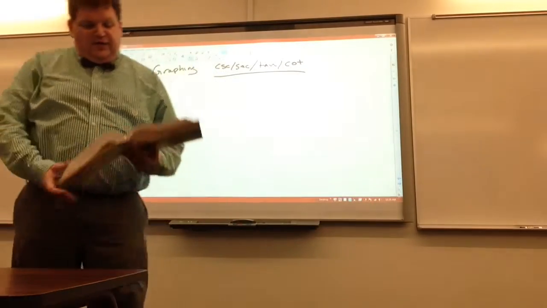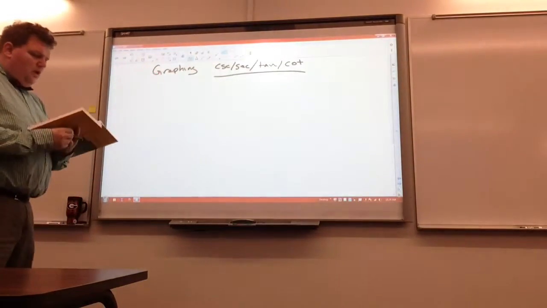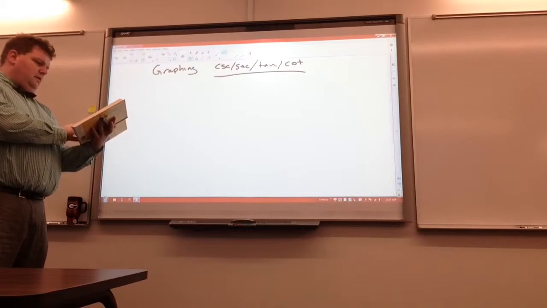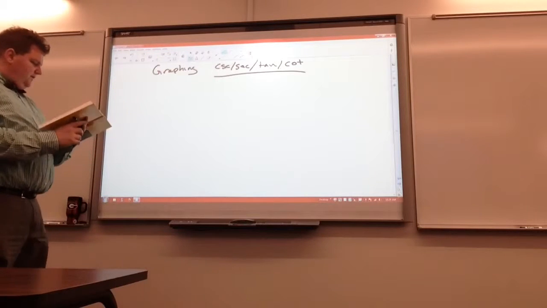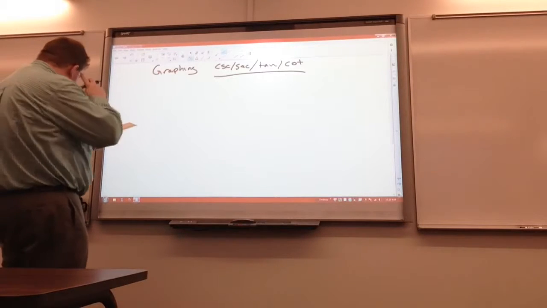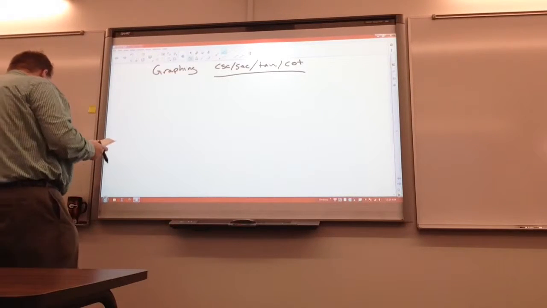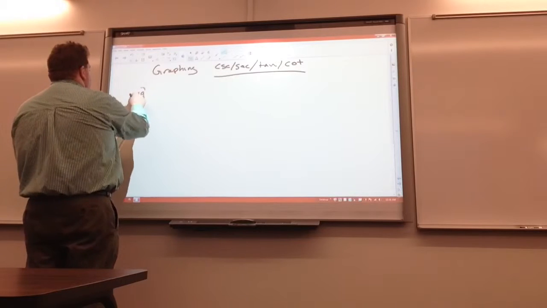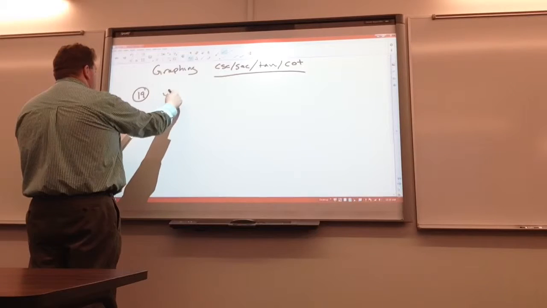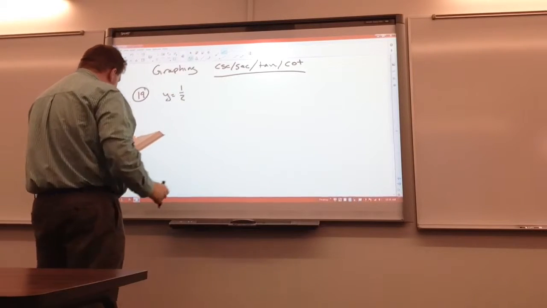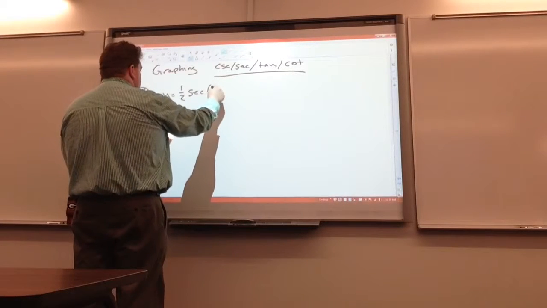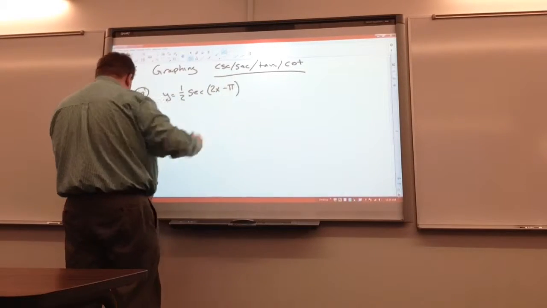So let's start off with the first one here. Let's do a good one. We'll do number 19 from page 316 of the homework. So this is going to be y is equal to 1/2 secant of 2x minus pi.